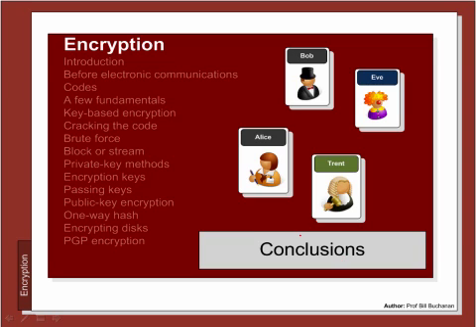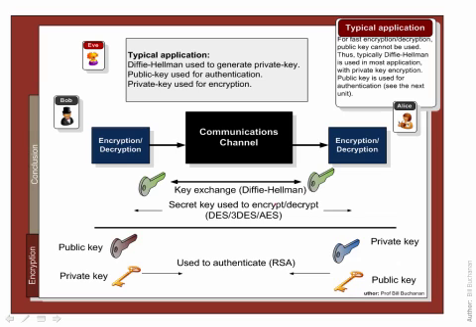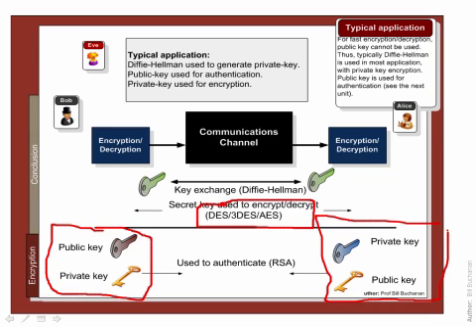So the conclusion to this is that we've seen that key interchange happens with Diffie-Hellman, and that is used to generate a secret key, and we typically use private key encryption methods such as DES, 3DES and AES, which are fairly fast in their encryption. As we'll see in the next unit, public key encryption is typically used to authenticate the sender and the recipient.